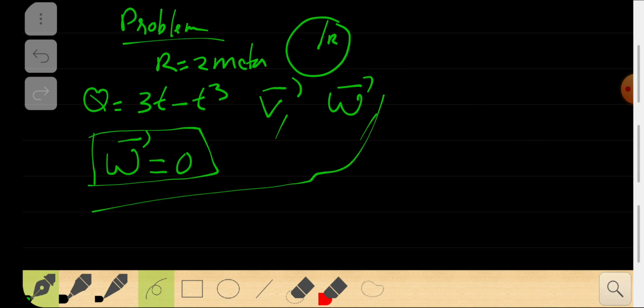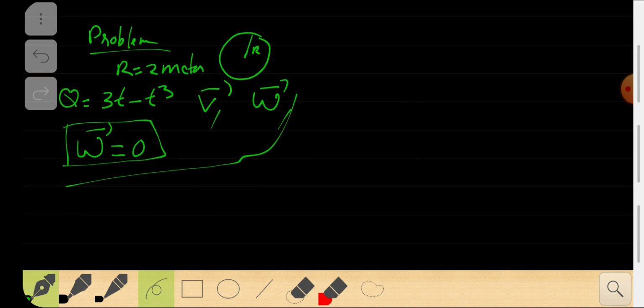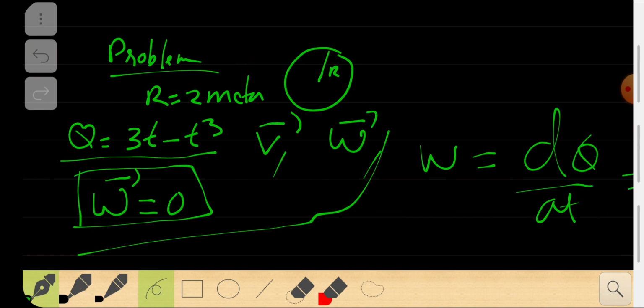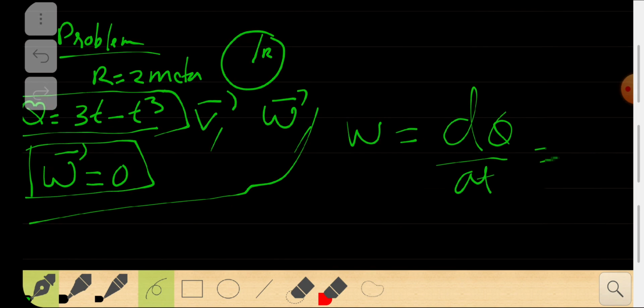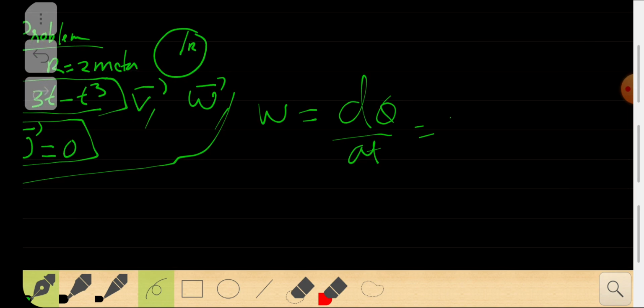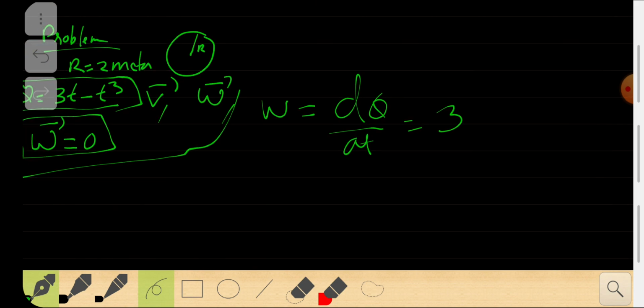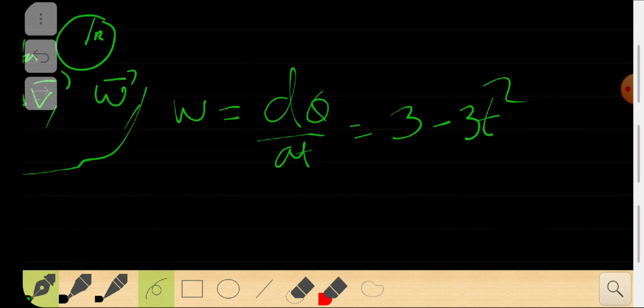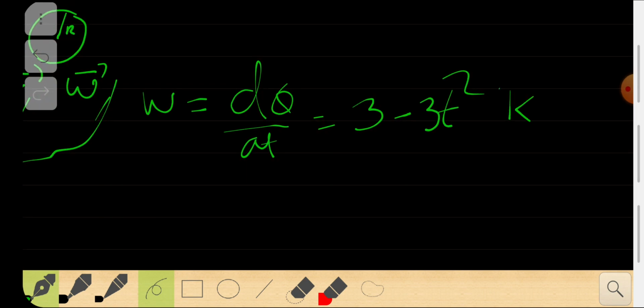You can say omega will be equal to d theta by dt. You have to take the derivative of theta with respect to t, and then you get 3 minus 3t square. 3 minus 3t square will be the answer in the k cap direction. So that will be the omega. So you found out omega.